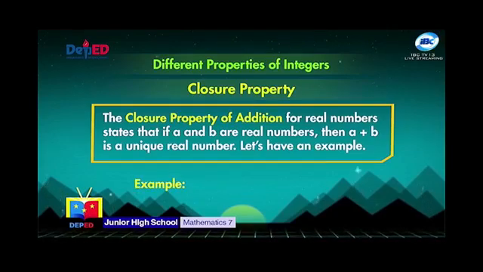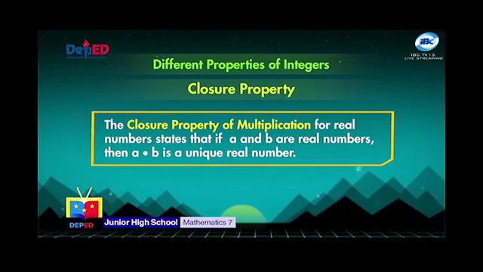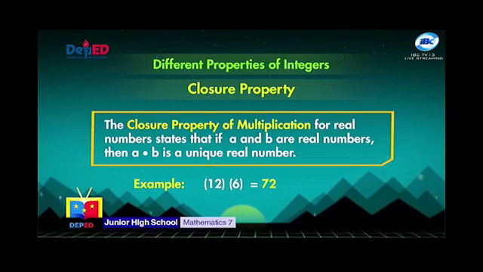Adding two real numbers produces another real number. 15 plus 16 is equal to 31. 31 is a real number. The closure property of multiplication for real numbers states that if A and B are real numbers, then A times B is a unique real number. For example, 12 times 6 is equal to 72. 72 is a real number.